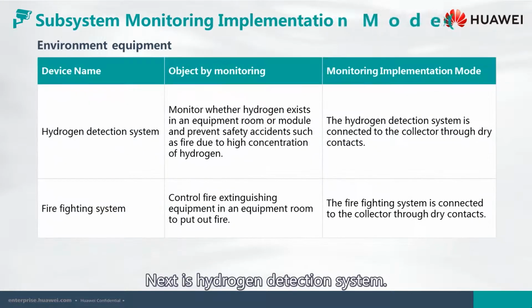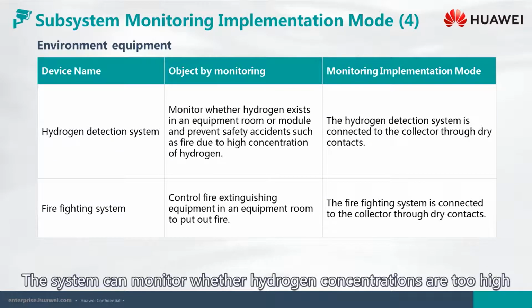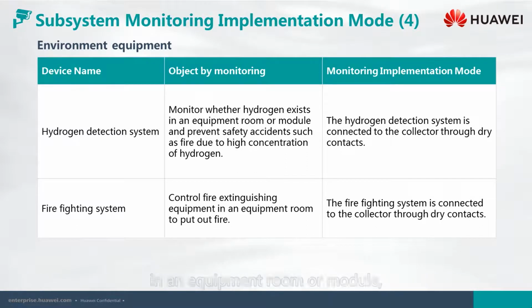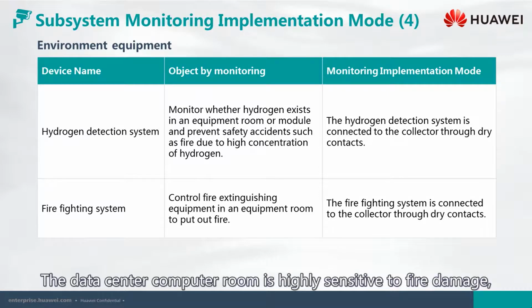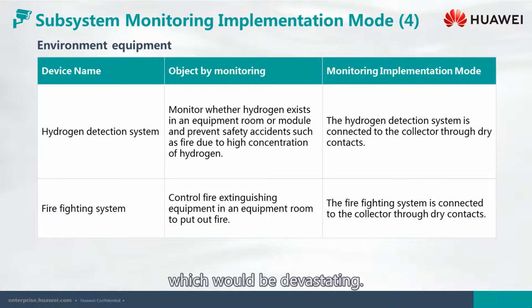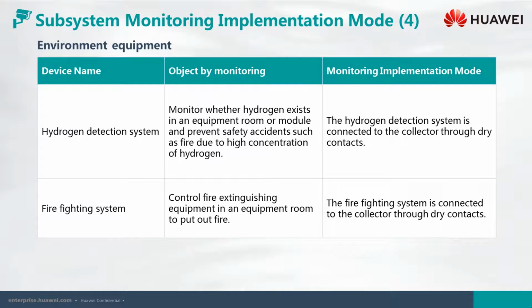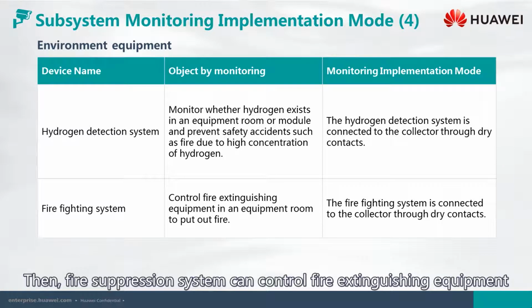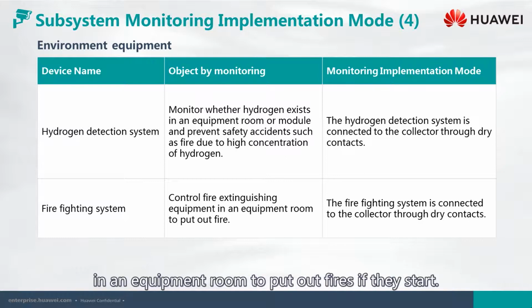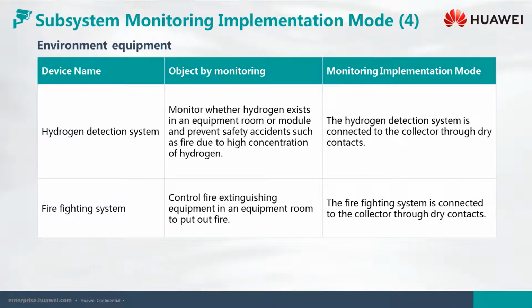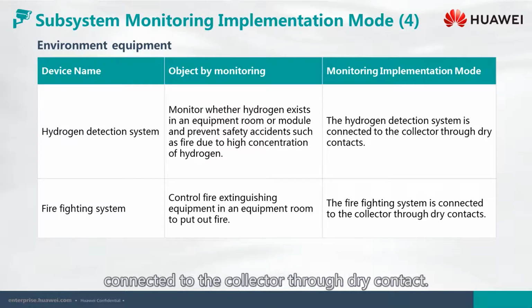Next is hydrogen detection system. The system can monitor whether hydrogen concentrations are too high in an equipment room or module, preventing safety hazards such as fires. The data center computer room is highly sensitive to fire damage, which would be devastating. The hydrogen detection system is connected to the collector through dry contact. Then, fire suppression system can control fire extinguishing equipment in an equipment room to put out fires if they start. The fire suppression system is connected to the collector through dry contact.